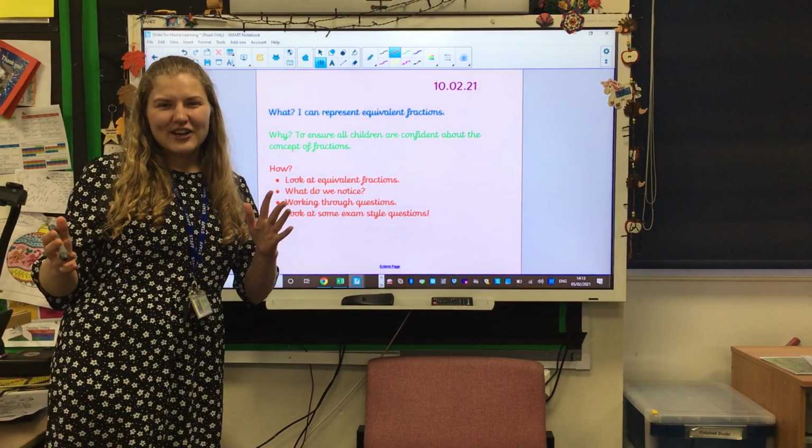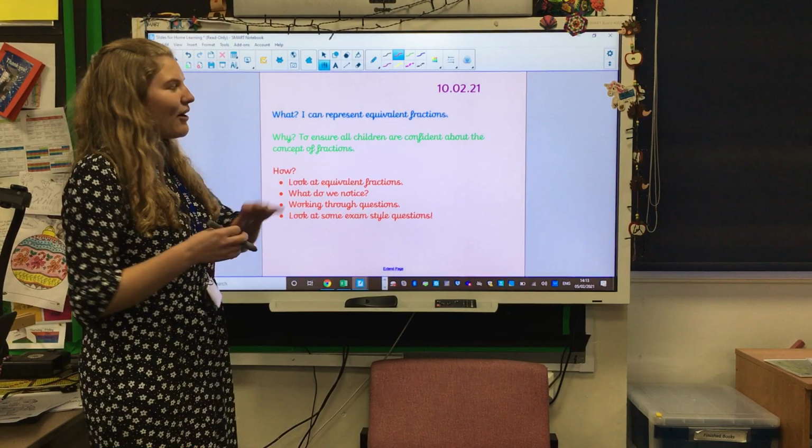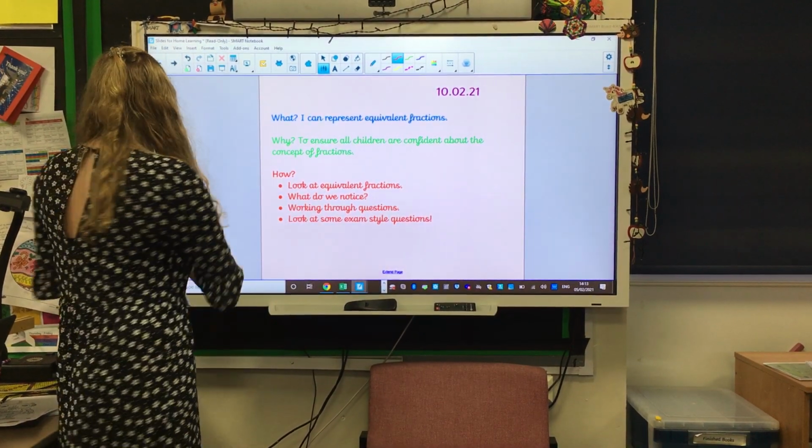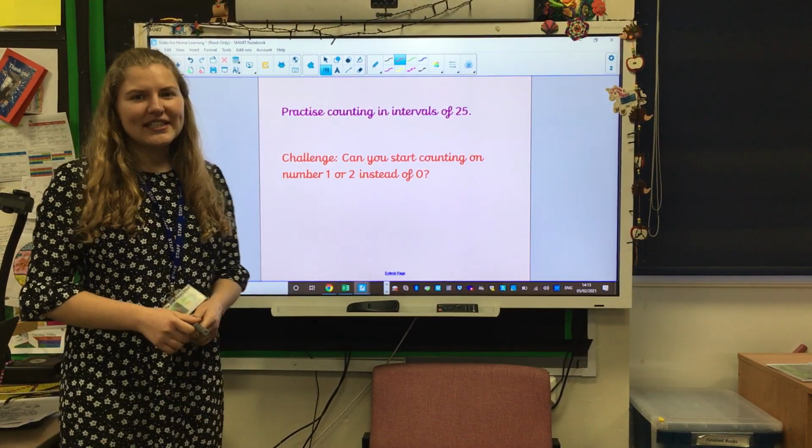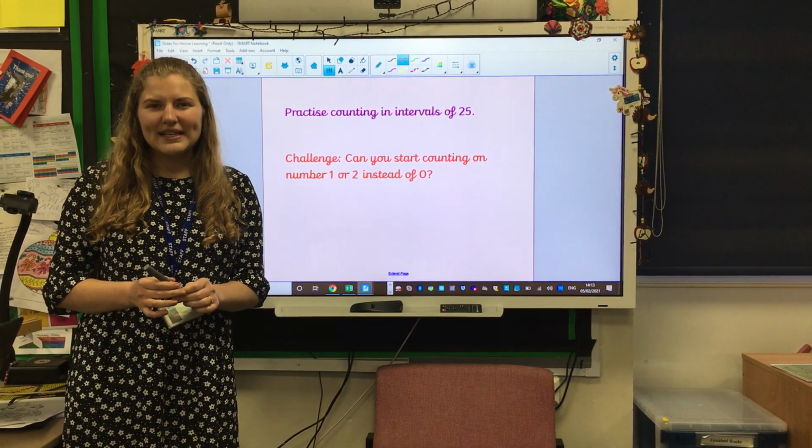Today we are back to the fractions, which is super duper exciting, and today we are finding equivalent fractions. Yay! But to begin with, we are going to count up in intervals of 25.